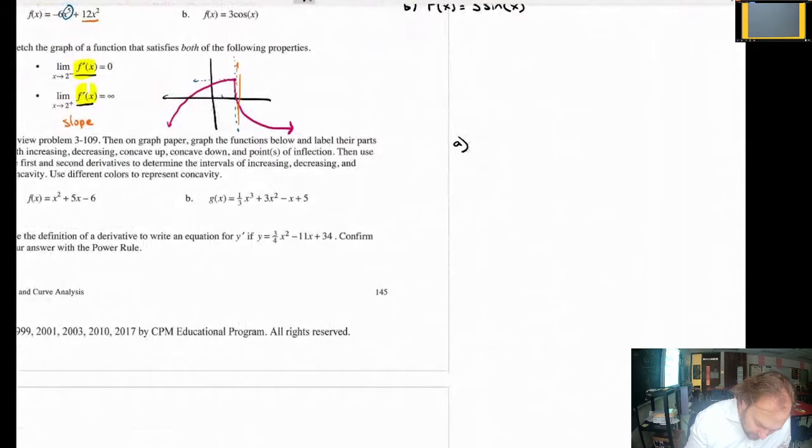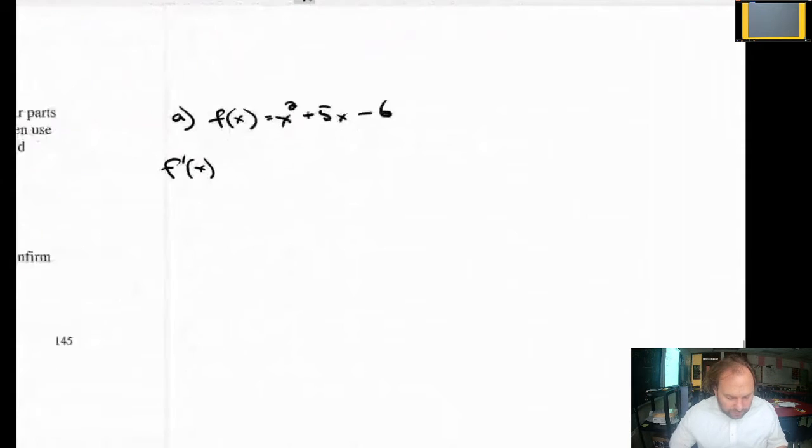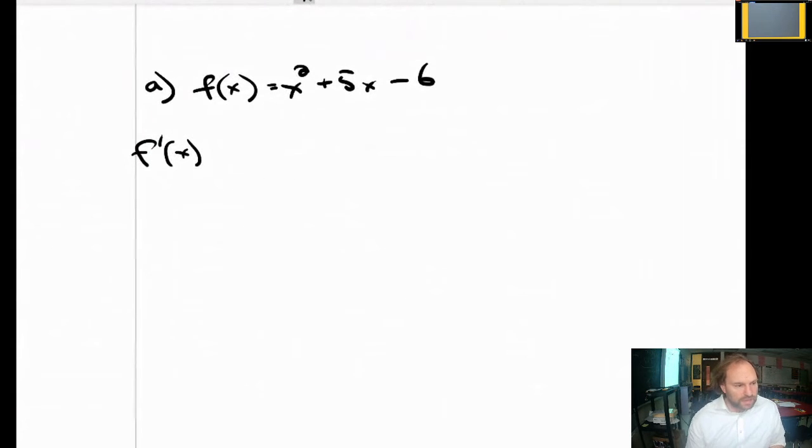For question A, our original function is going to be x squared plus 5x minus 6. Now if we think about the derivative of that function, the derivatives will tell us if it's increasing or decreasing, if we think about it enough. When we take the derivative, we get 2x plus 5, if we use the power rule a couple times.